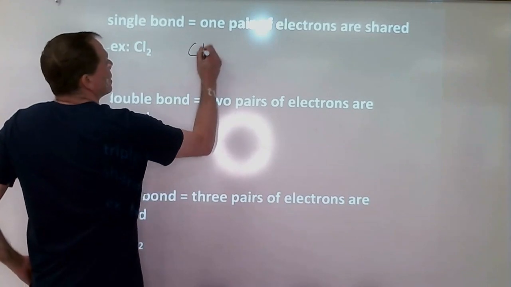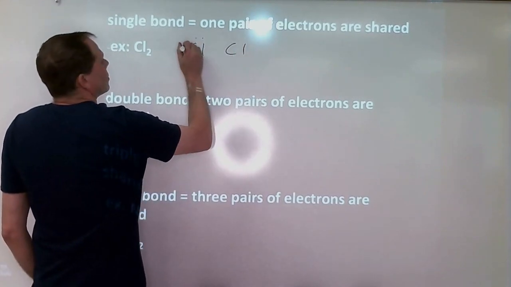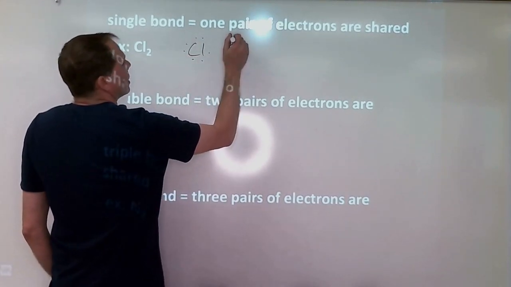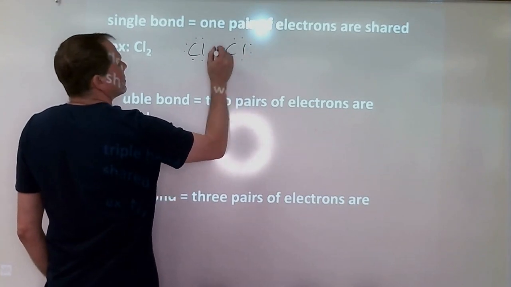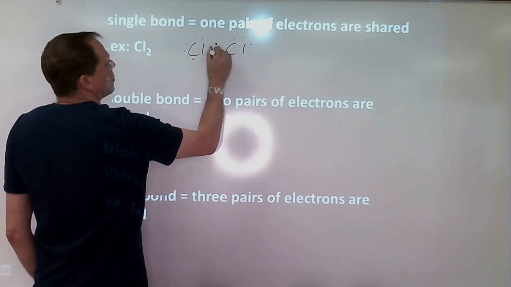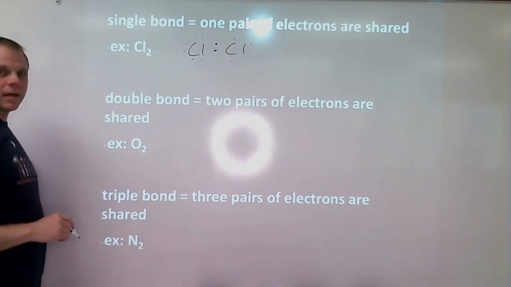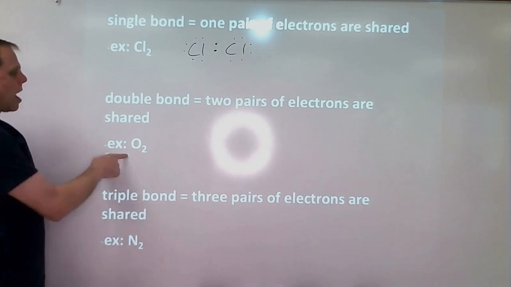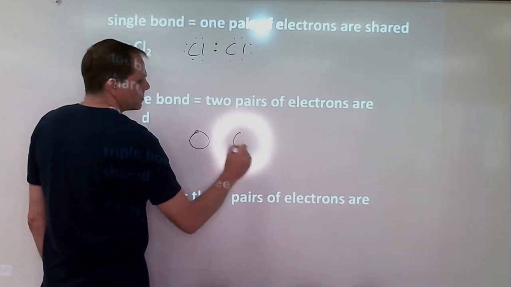Chlorine has 7 valence electrons. 1, 2, 3, 4, 5, 6, 7. They get to share the 1 electron that they both had in common in the middle. Okay, now they both have 8. They're happy.